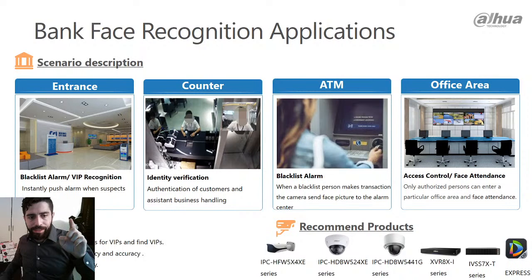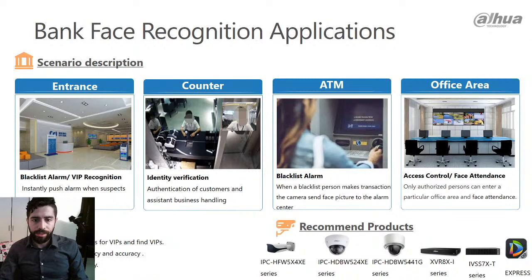In the office area, for access control and face attendance, only authorized persons can enter a particular office area. This could be helpful, okay, for example, the IT area. Nobody can enter that except the IT employees. So we can use this feature also. So the values: we provide better service for VIPs and find VIPs, improve work efficiency and accuracy, and ensure the bank safety. This is the recommended product, okay, we can use.